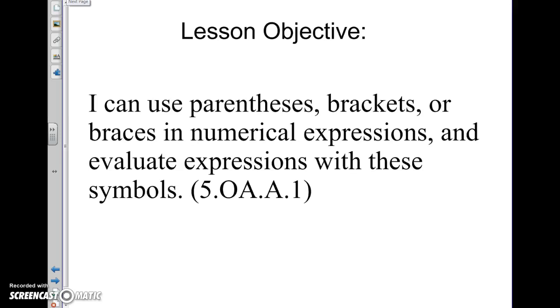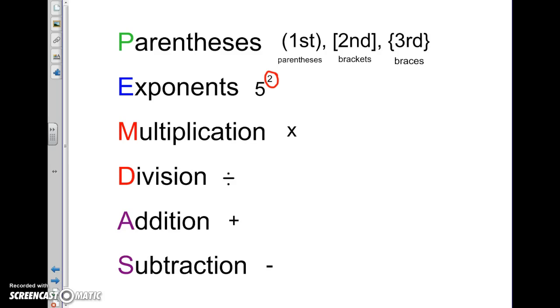Our lesson objective today: I can use parentheses, brackets, or braces in numerical expressions and evaluate expressions with these symbols. Fifth grade standard, operations in algebraic thinking, A1. So this is a review of using order of operations, so we're going to move through this somewhat quickly.